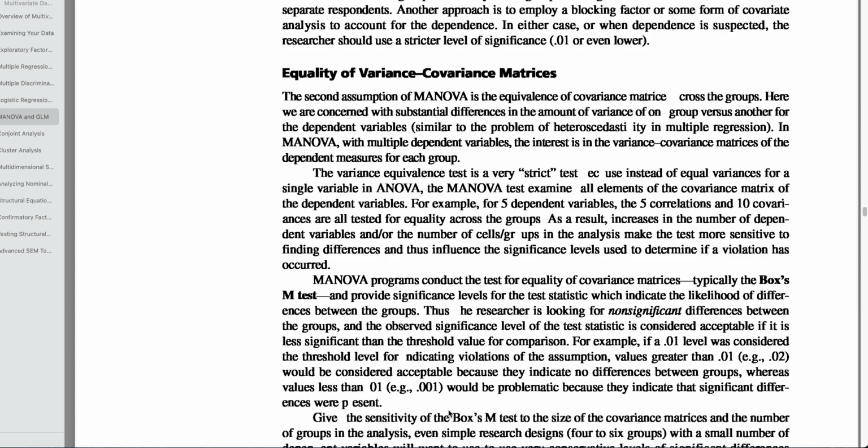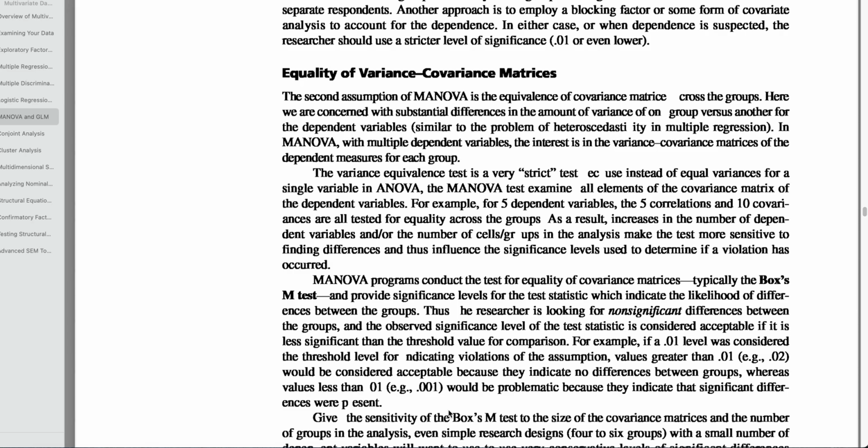MANOVA programs conduct the test for equality of covariance matrices, typically the Box's M test, and provide a significance level of the test statistic, which indicates the likelihood of differences between the groups. Thus the researcher is looking for non-significant differences between the groups in the observed significance level of the test. The statistic is considered acceptable if it is less significant than the threshold value for comparison.